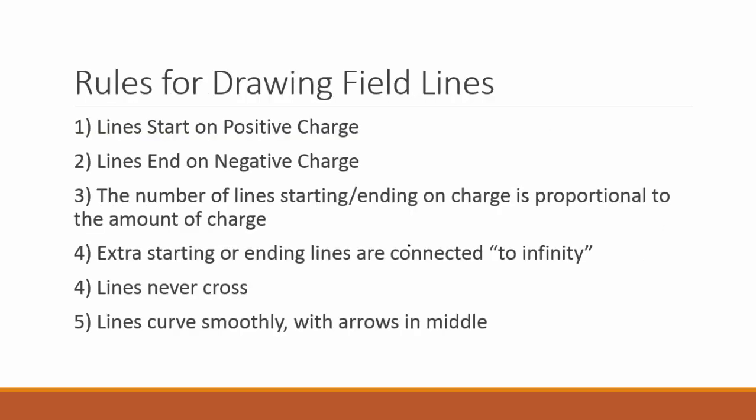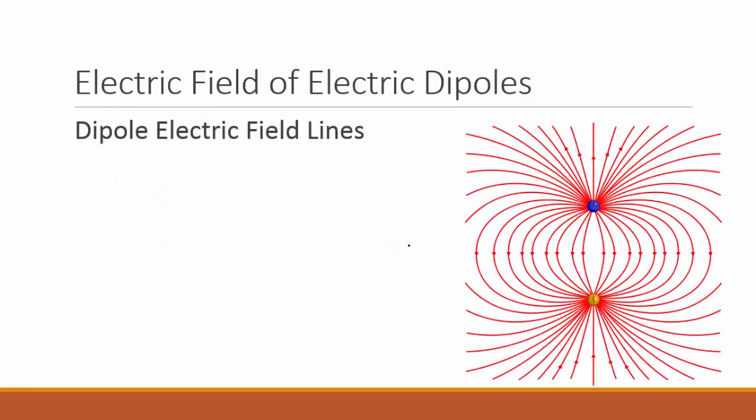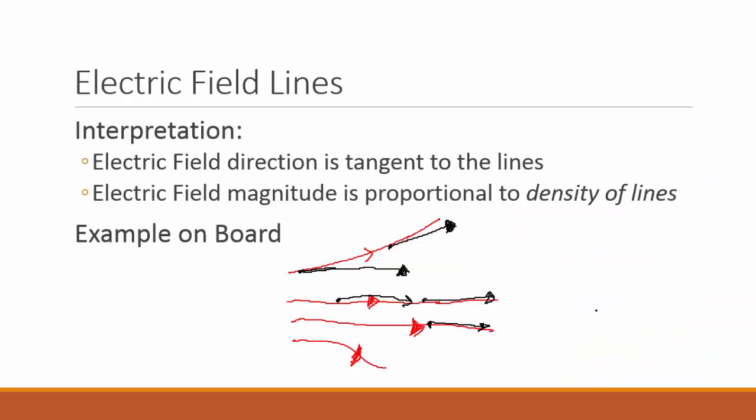Now the rules you want to be using whenever drawing the lines are as follows. First off, your lines should always start on positive charge, and they'll always end on negative charge. So just like this example I showed earlier, I'll flip back to it. These red lines are the electric field lines. Here they start on the positive charge, which is on top, and they end down here on the negative charge on bottom. They all start here and they all end there.